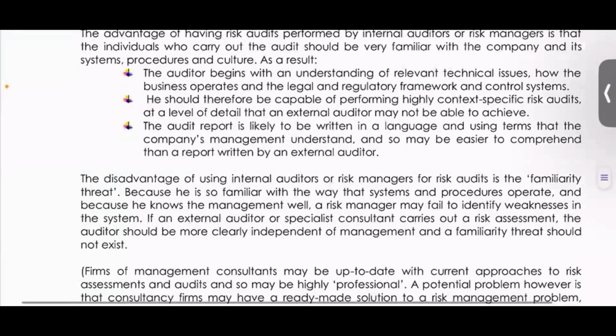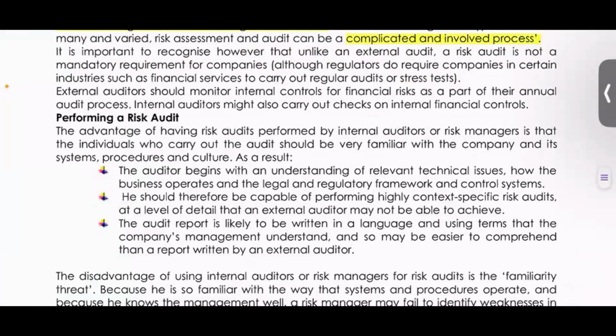Okay, thank you. So we moved on to performing a risk audit. How do you do a risk audit?